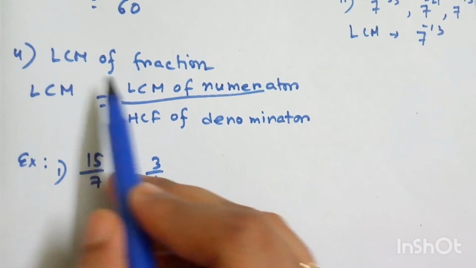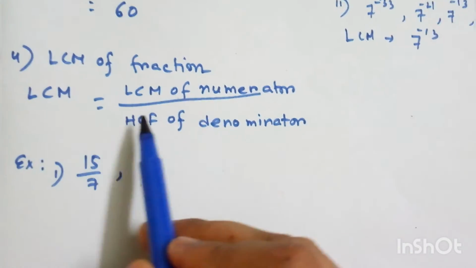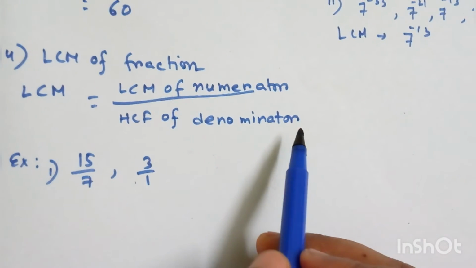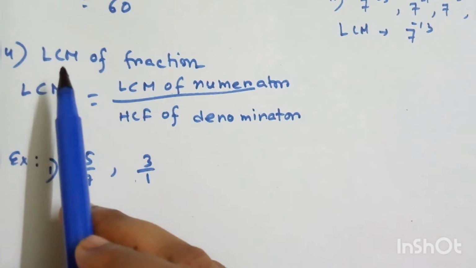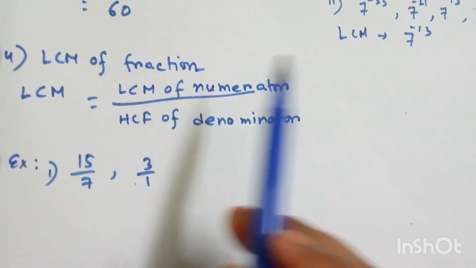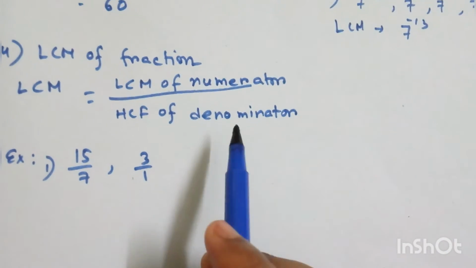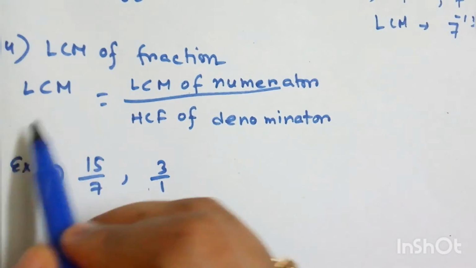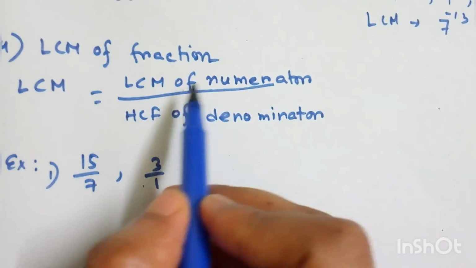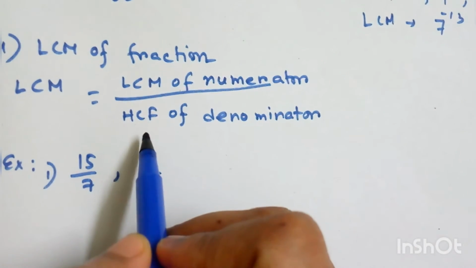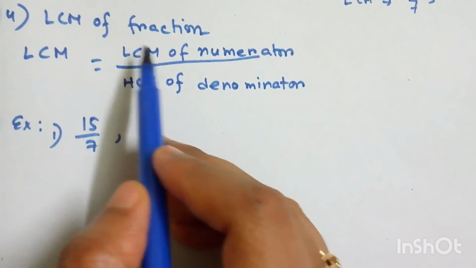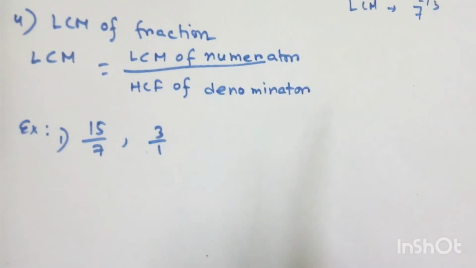So what will be the LCM of fractions? LCM will be the LCM of numerators and the HCF of denominators. When you have to find the HCF of fractions, then that will be the HCF of numerators and the LCM of denominators. Always remember, what you have to find out will be in the numerator and the other will be in the denominator. So when you have to find the LCM, LCM will be in the numerator, HCF will be in the denominator.